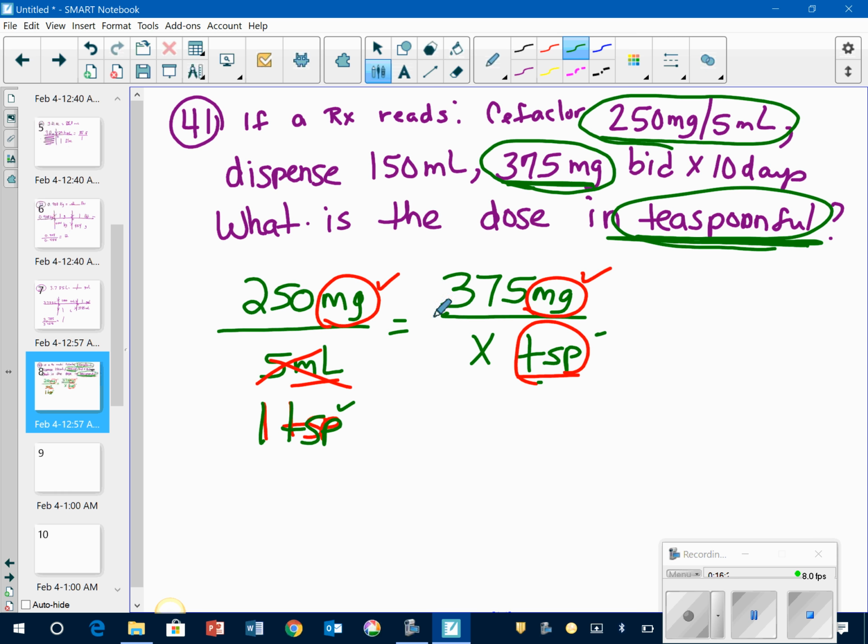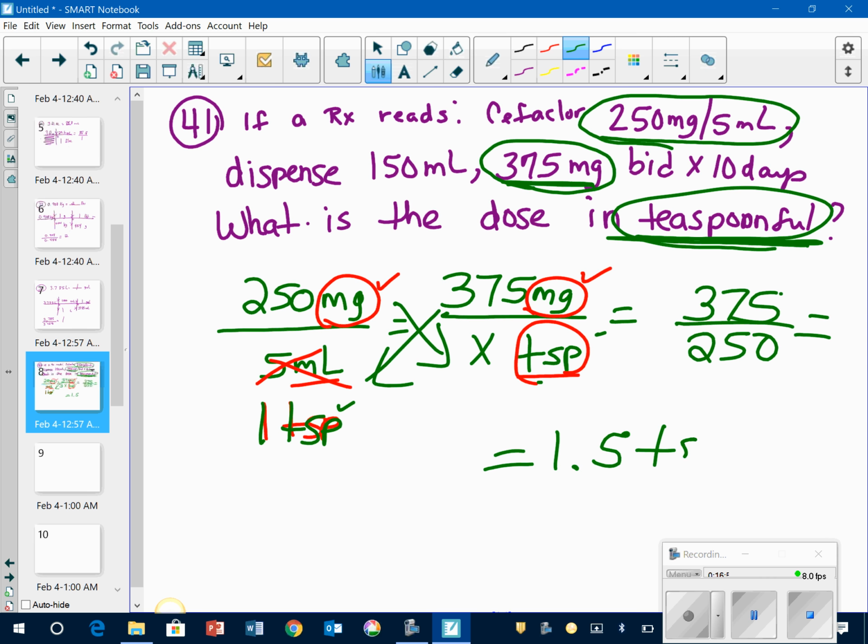So now you cross multiply. So whatever we multiply the x by goes on the bottom. So 250 is going to go at the bottom because it's multiplied by x. And then you have 375 multiplied by 1 is 375. So then, of course, you take 375, divide it by 250, and you get 1.5 teaspoon.